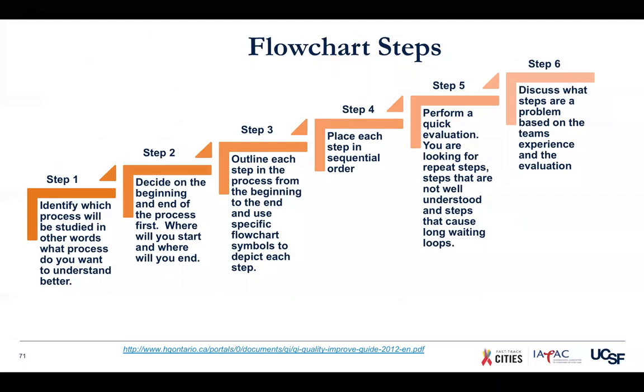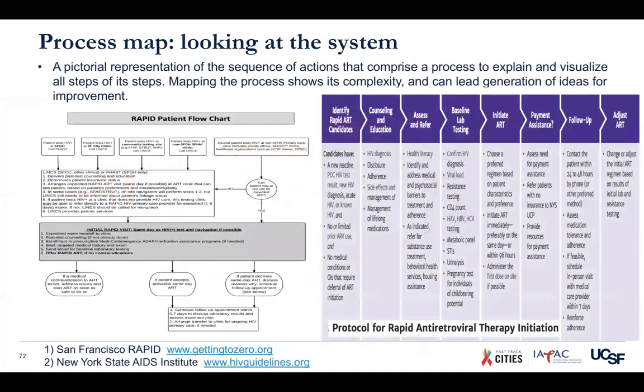As I've mentioned, then the idea is to design an ideal step that you want to achieve. And this example from Ontario gives us guidance on how to design a flowchart. So we've identified the process that we're going to study, the process we want to understand better. We decide on the beginning and the end of the process. We outline each step in the process, place it in sequential order, and then we want to step back and look at it. Do we see repeat steps? Are there steps that aren't well understood? And are there things that we've missed altogether? And so it gives us an opportunity to look at our system and then move forward.